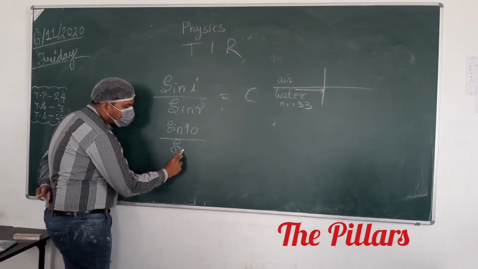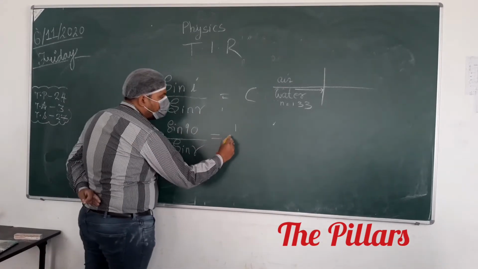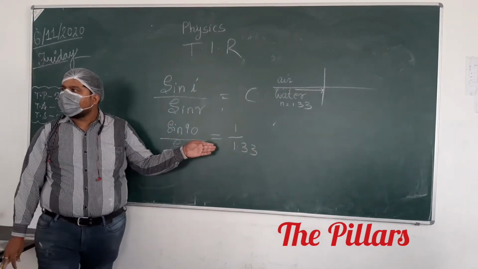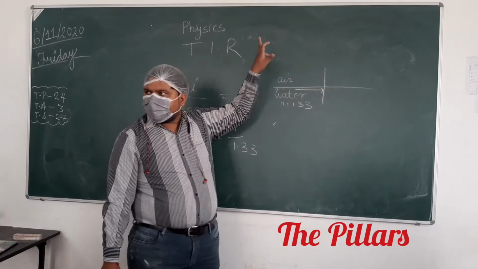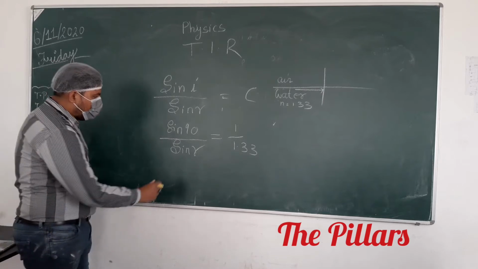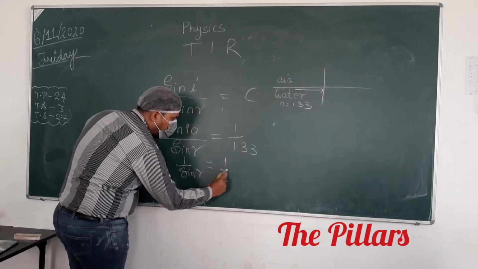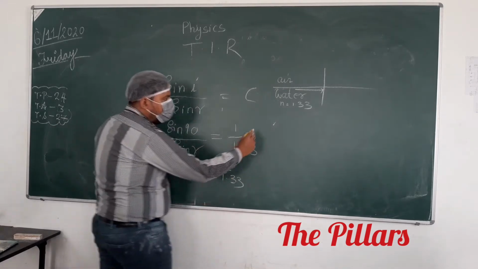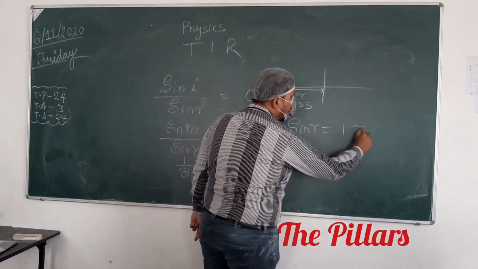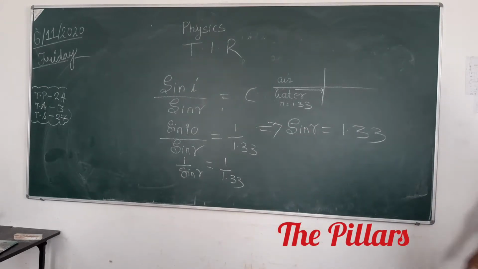Then we have sin r, and that will be equal to 1 upon 1.33. Light is going from water to air. What is the value of sin 90? 1. So 1 upon sin r is equal to 1 upon 1.33. It implies that sin r is equal to 1.33. Is it possible to get sin r equal to 1.33?